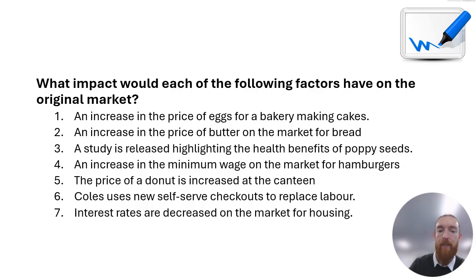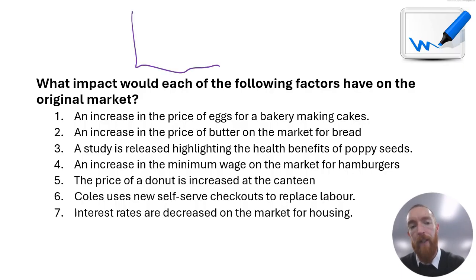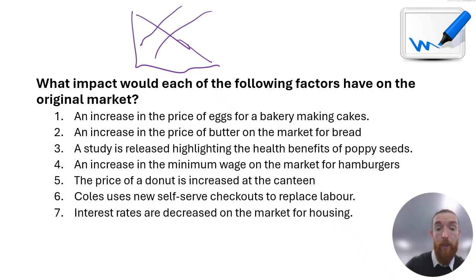If there's an increase in the price of eggs for a bakery making cakes, well, that is going to lead to a change in the cost of production, and therefore there's going to be an unfavorable shift in supply. What's really important here is when we talk about these, if we have that unfavorable shift in supply, what's important is how we get to a new equilibrium. And how we get to a new equilibrium is we need to look at what's happening in the short term.